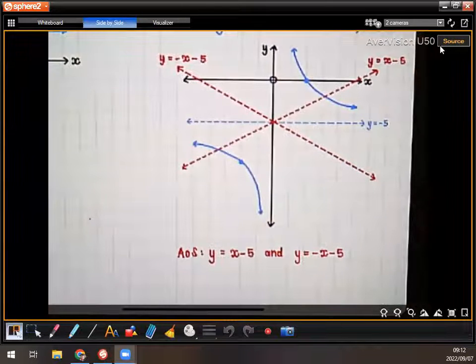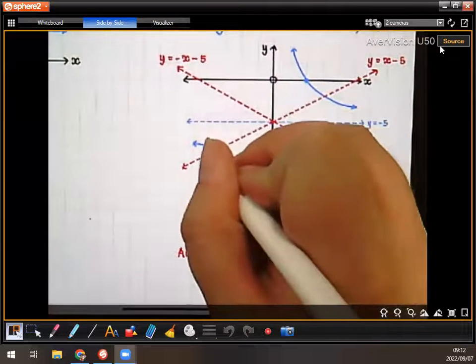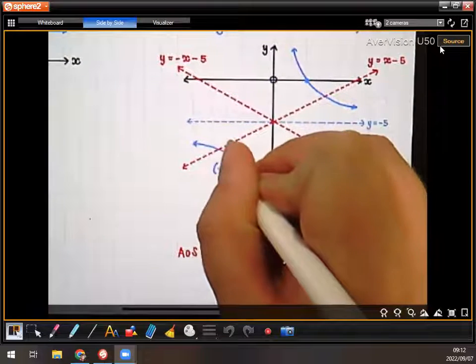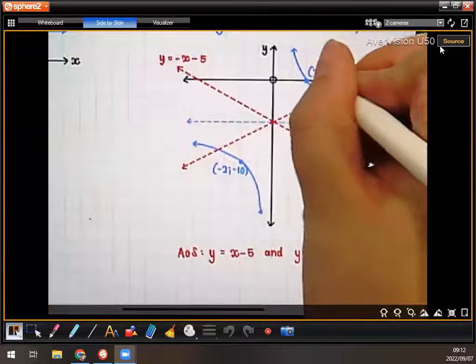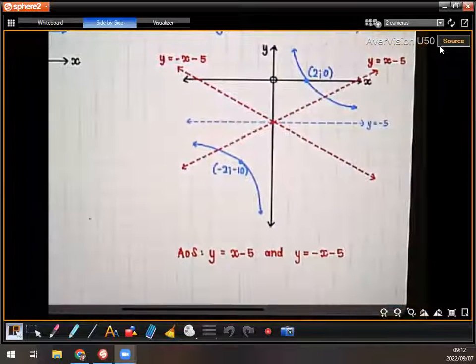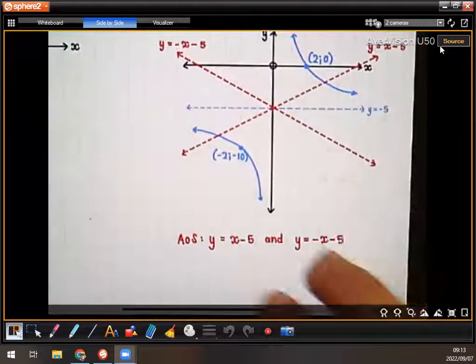Oh, I didn't label my points. Negative 2, negative 2. And 2, 0. Write down the domain and range of this one as well, please. On R.